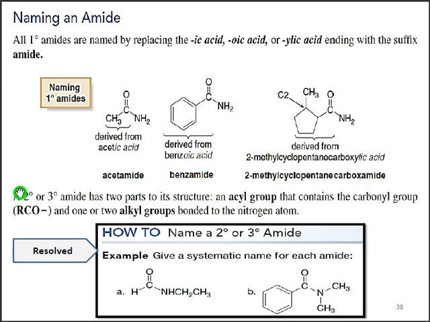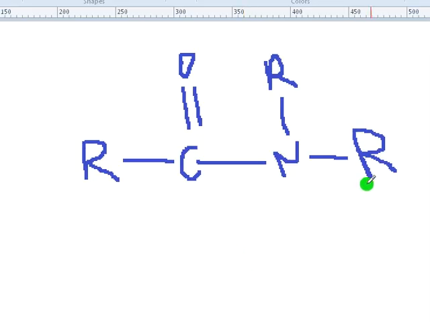But for the secondary or tertiary amide, there are two parts in the name of the compound. The first part gives the name for the R group or the alkyl group bonded to the carbonyl, and the second part is related to the R group substituted on the nitrogen. For example, this will be a secondary or tertiary amide depending on whether this R group is hydrogen or an alkyl group.